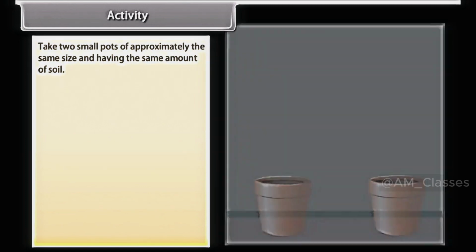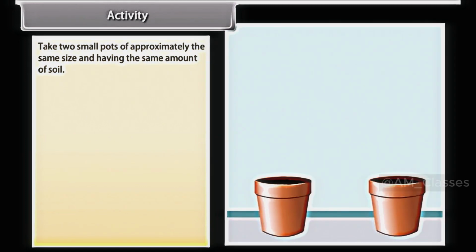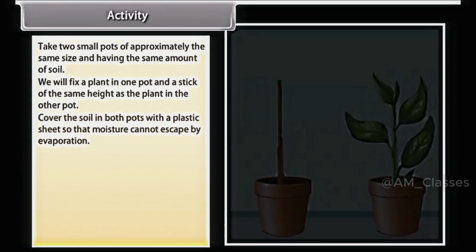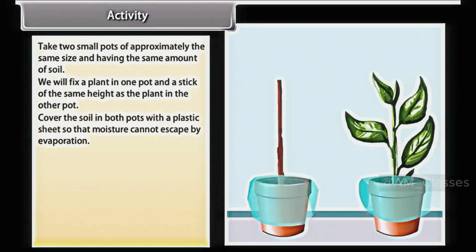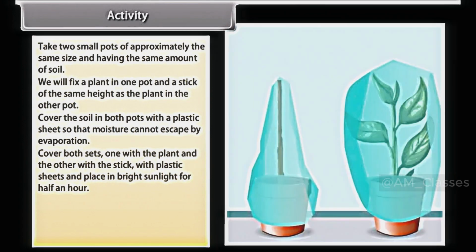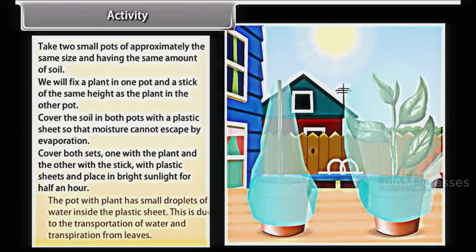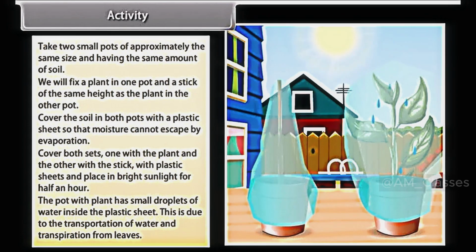Activity. Take two small pots of approximately the same size and having the same amount of soil. We will fix a plant in one pot and a stick of the same height as the plant in the other pot. Cover the soil in both pots with a plastic sheet so that moisture cannot escape by evaporation. Cover both sets, one with the plant and the other with a stick, with plastic sheets and place in bright sunlight for half an hour. The pot with the plant has small droplets of water inside the plastic sheet. This is due to the transportation of water and transpiration from leaves.